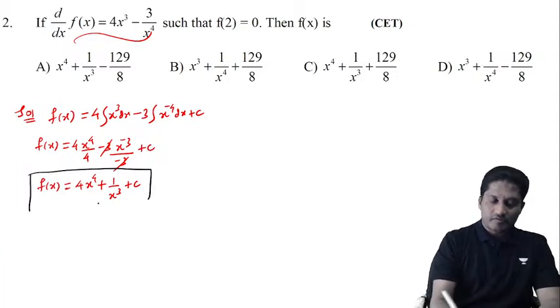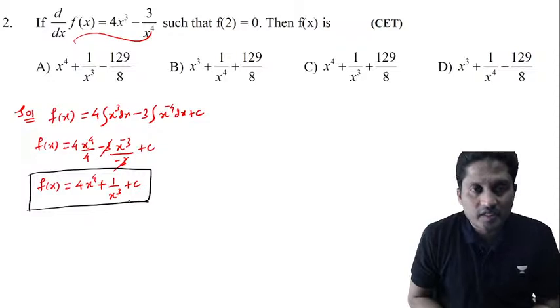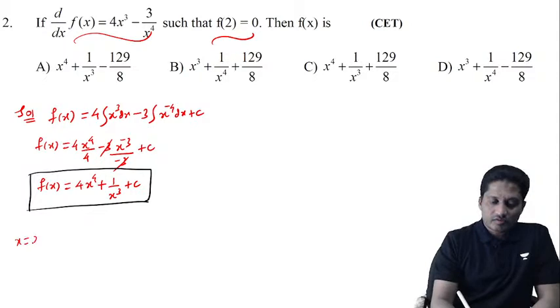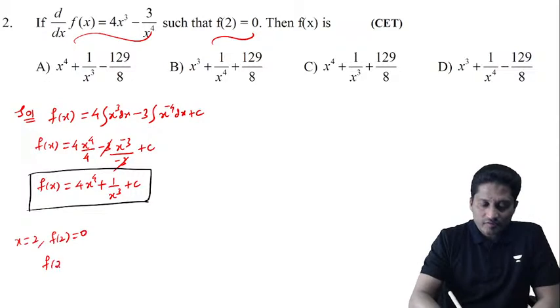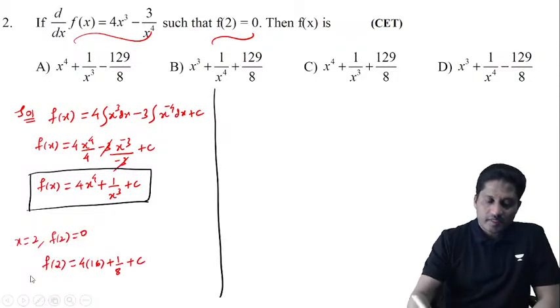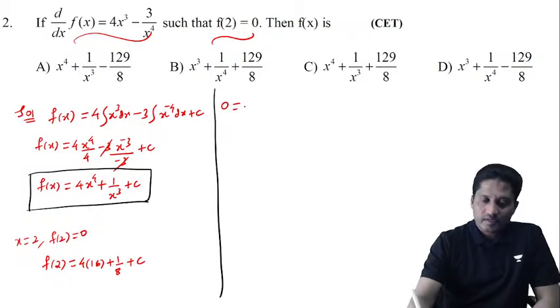Right, I'm supposed to find the value of c, right? It is given in the question that f of 2 is equal to 0. If I substitute f of 2 is equal to 4 into 2 power 4, which is 16, plus 1 by 2 cube, which is 8, plus c. Okay, f of 2 is 0, right? 16 into 4 is 64 plus 1 by 8 plus c. c is equal to minus 64 minus 1 by 8.